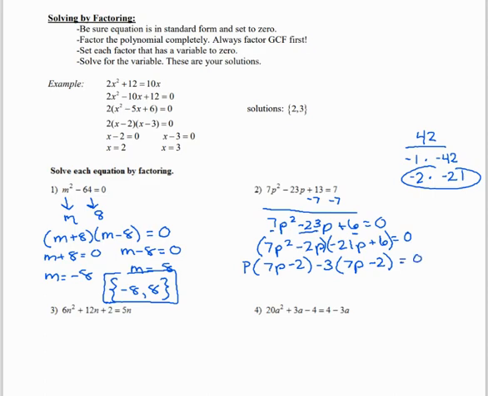Those two quantities in the parentheses matched, so I did it correctly. So my factorization is p minus 3 times 7p minus 2. I take those factors and set them to 0. The first factor would give me a positive 3, and the second factor would give me 2/7. And there are my solutions.